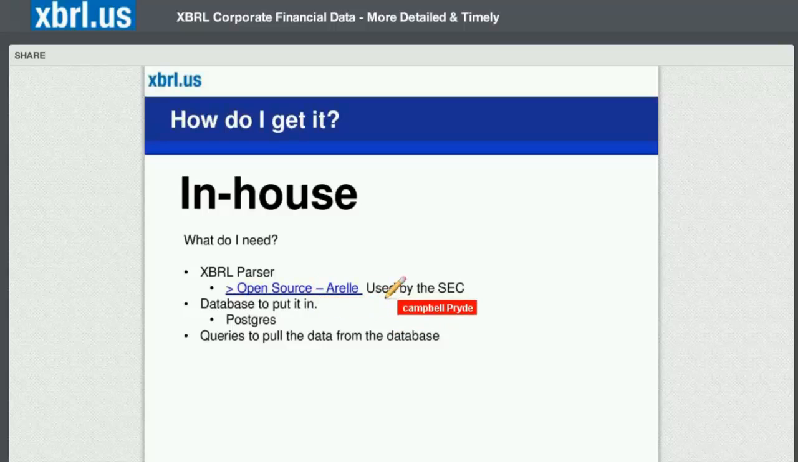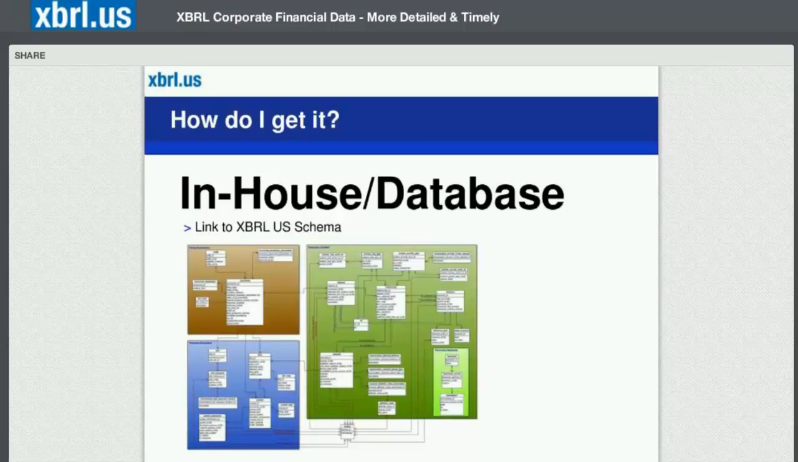To use the parser, there's an open source parser called ERL, and I'll put a link here. You can go to the ERL website and download the software. But ERL has also made a lot of the databases available, and the schema for these databases, and you can get that too. You can download a fully loaded database from the ERL website, which includes all the XBRL data. If you want to, you can pull that down and install it on your laptop and query away to your heart's content.